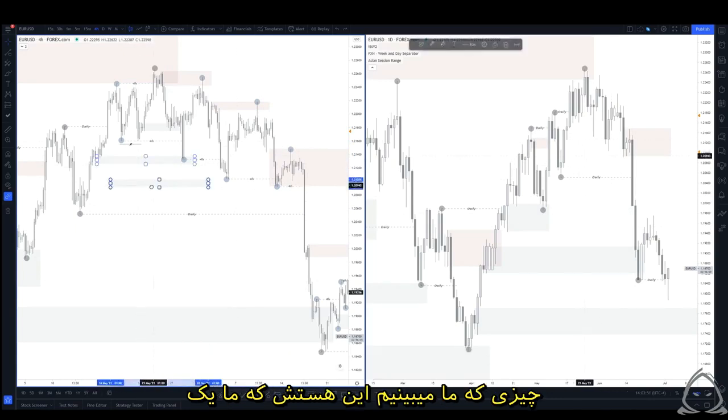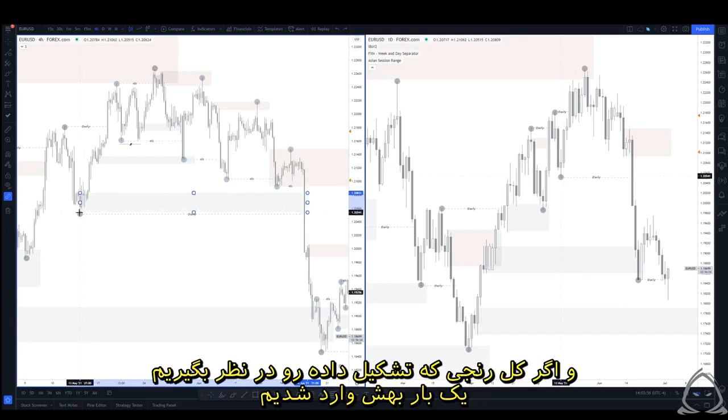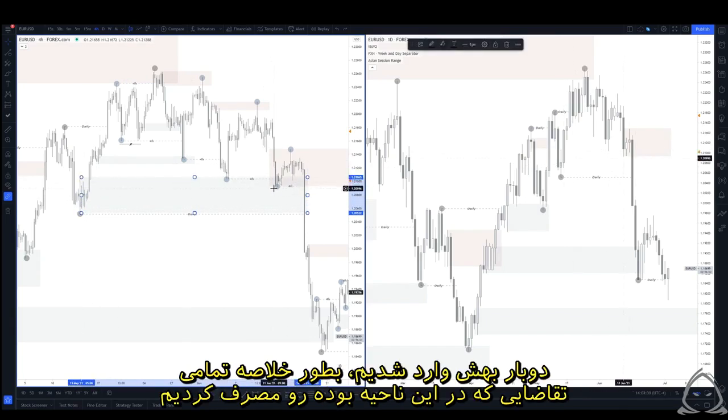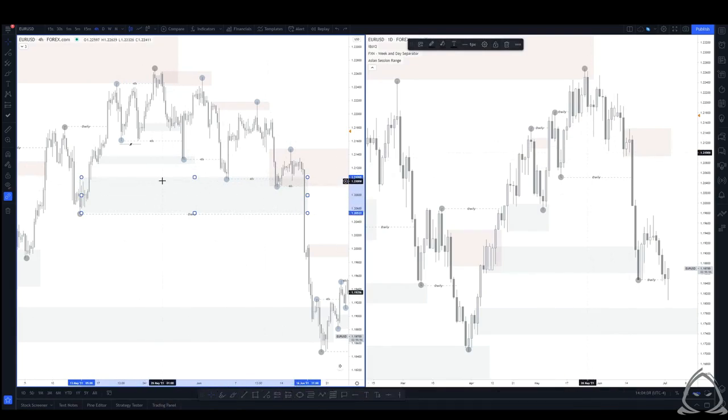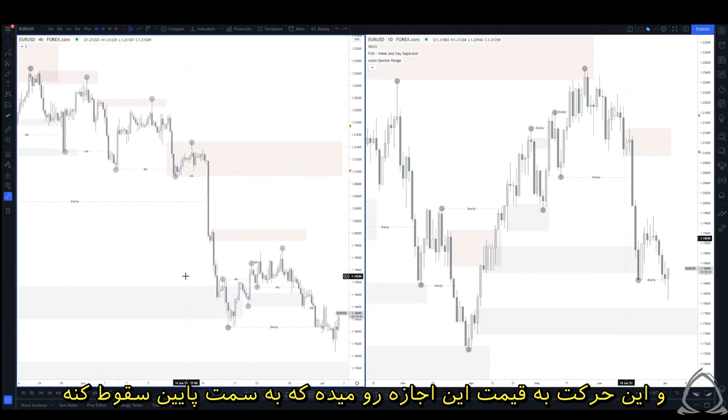And what we can see is we had one last level of demand. If we just draw it on the entire range that was created, we tapped into it once, we've tapped into it twice. We've basically absorbed all of the demand that's sitting at this level. And what that allows price to do is free fall to the downside.